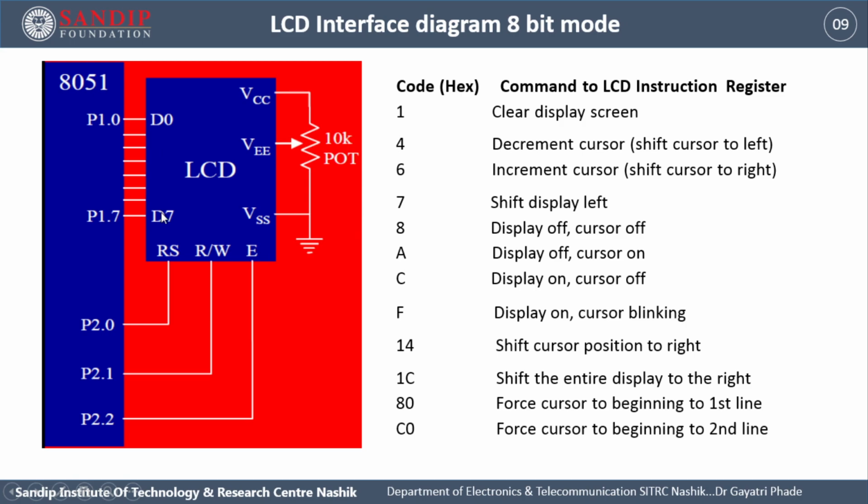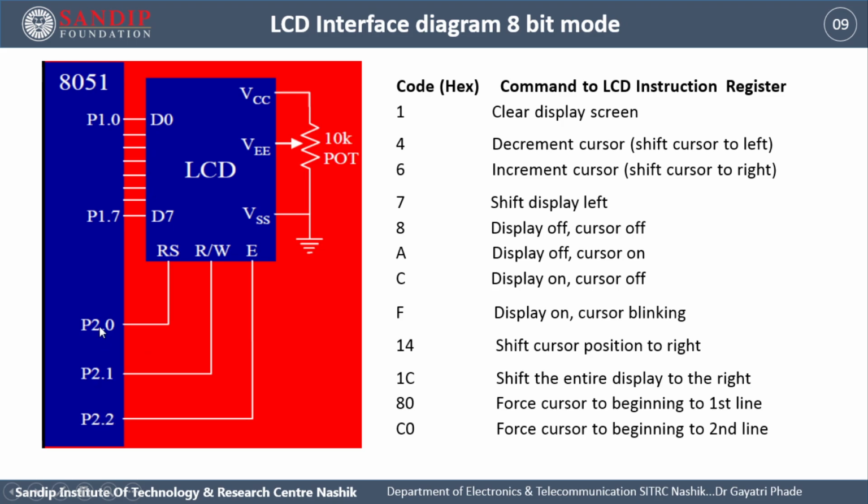Understanding this interfacing diagram, which pins of the LCD are involved? D0 to D7 pins are involved to send the data. From port 1 we will be sending the data. Then 3 pins are used to control the LCD, or give the control signals to the LCD: P2.0, P2.1 and P2.2.